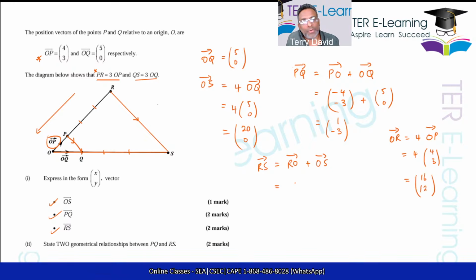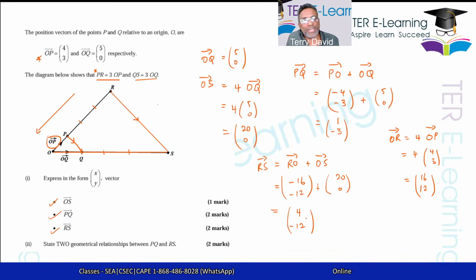So if I want RO, it is going to be in the opposite direction. So that's (-16, -12). And then you're going to add that to the vector OS, which is (20, 0). So in this case here, -16 plus 20 is going to give us 4. And -12 plus 0, we get -12. So that's the vector RS here. I hope that's making sense.